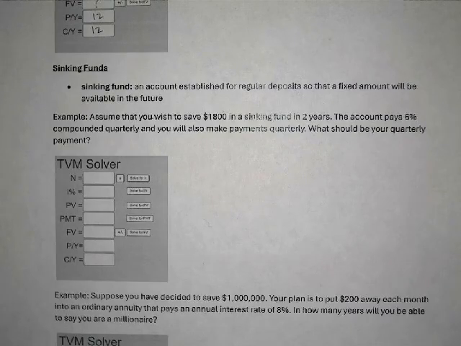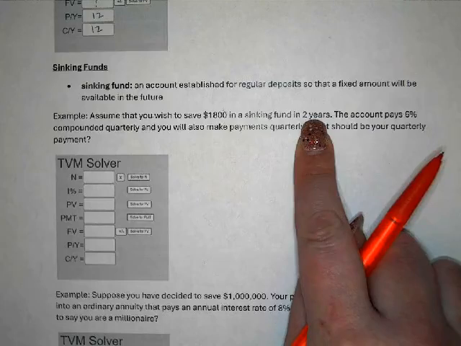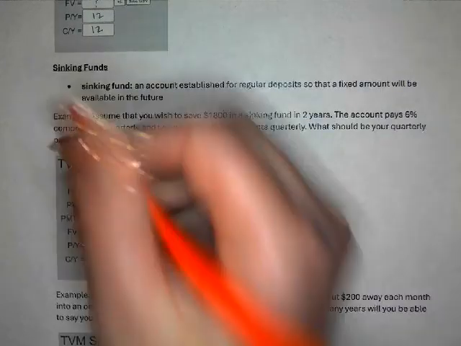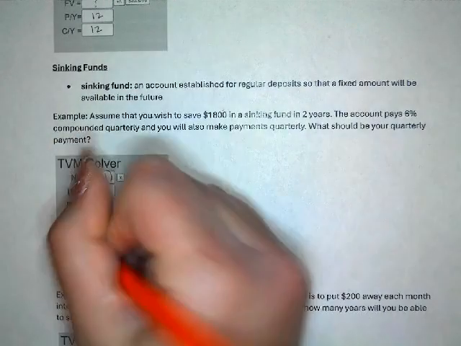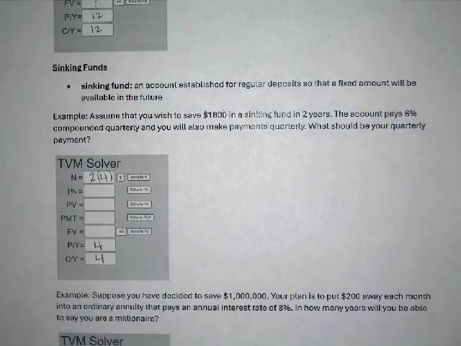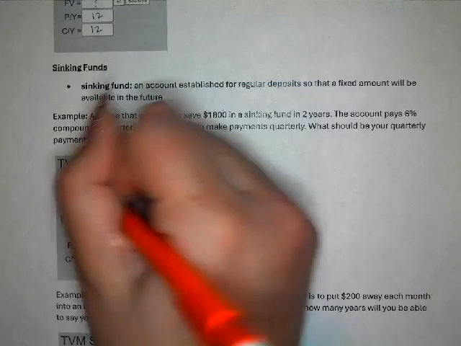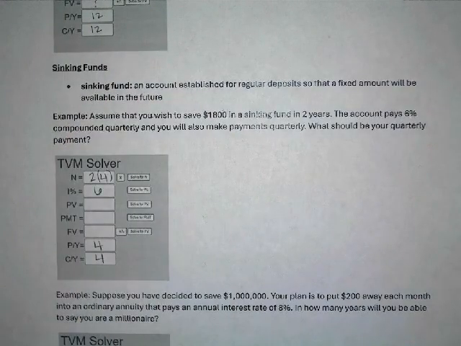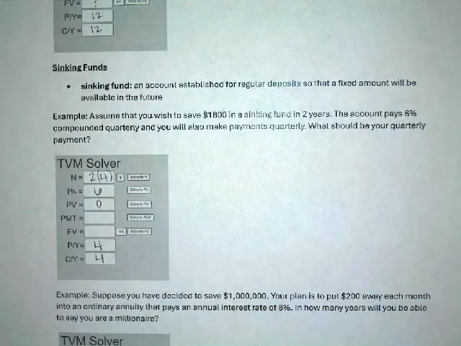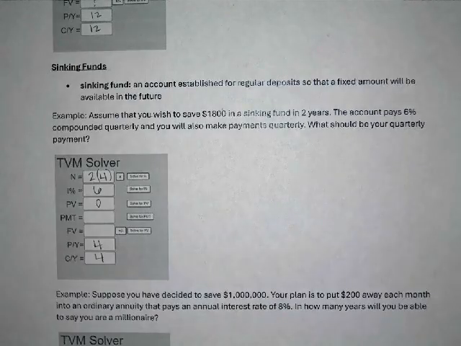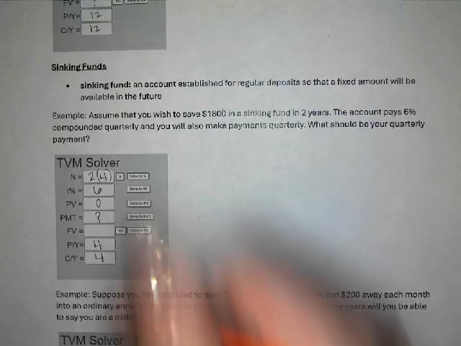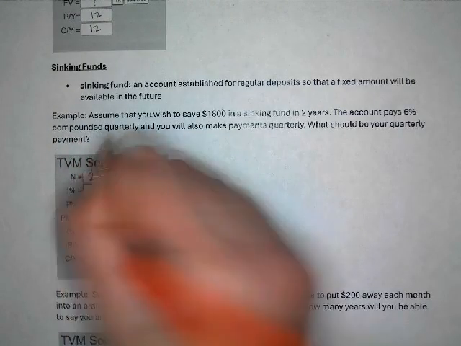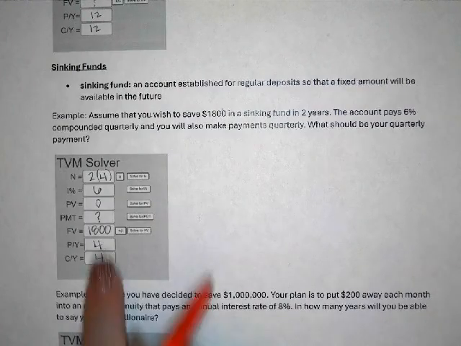Okay, so the time period is 2 years. We have quarterly payments. So N is going to be 2 times 4, and then 4 and 4, compounded quarterly. The interest rate is 6%. The present value, we don't have anything that we're putting in the account to start with. The payment is what we're trying to find. We don't know what our quarterly payment should be. We do know that we want to have $1,800 at the end of the 2 years. Okay, so if you've plugged all this in, you can go ahead and hit solve for payment.